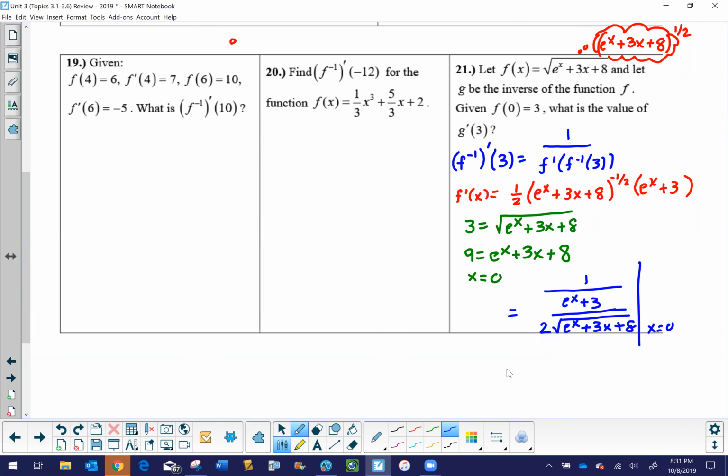All right? So when doing that, the e to the 0 is 1 plus the 3, so I have a 4 in that numerator of the denominator. And the bottom would be 2 square root of, and guys, I think we just did this. Didn't that give us 9 a moment ago? So the 4 over the 2 would cancel. So I have 2 over 1 times 3, right? Which is 2/3.